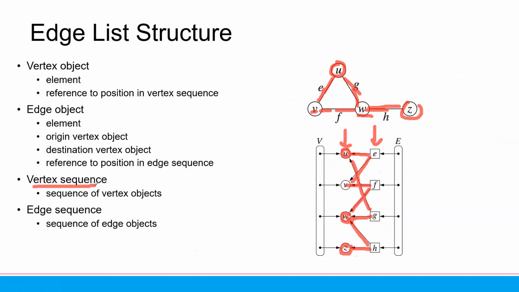We call it the vertex sequence. It is a sequence of vertex objects. For example, you can make this as a sequence, U and then V and then W and then Z. Or you can make also the edge sequence. It is a sequence of edge objects. Let's say you want to start from E and then F and then G and then H.